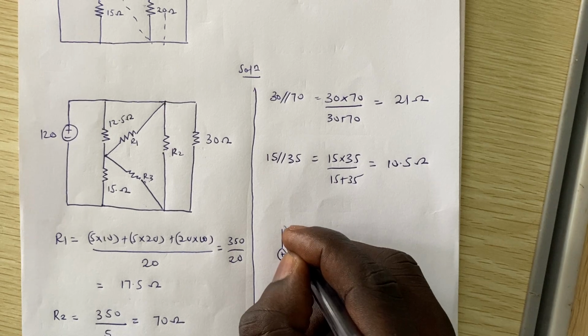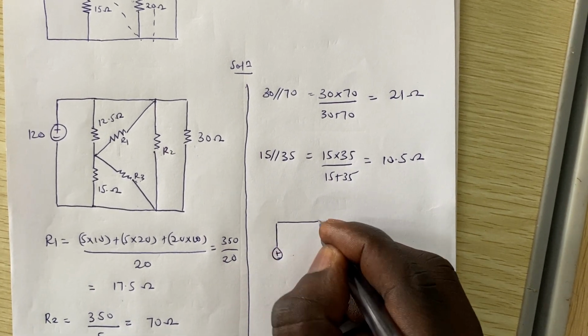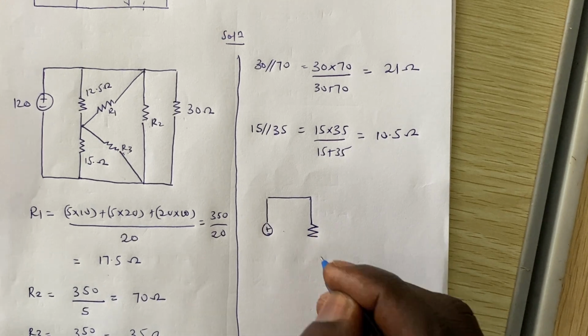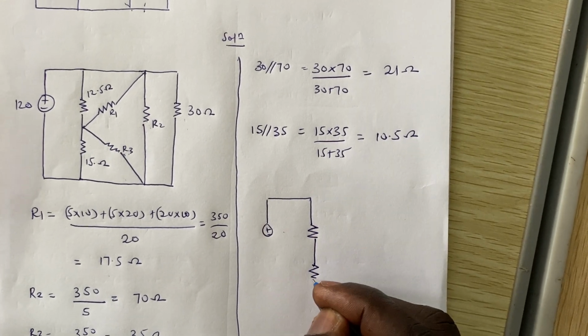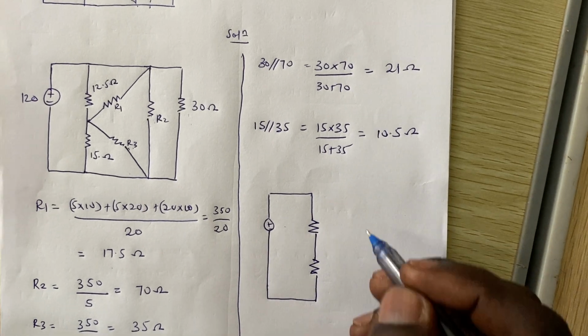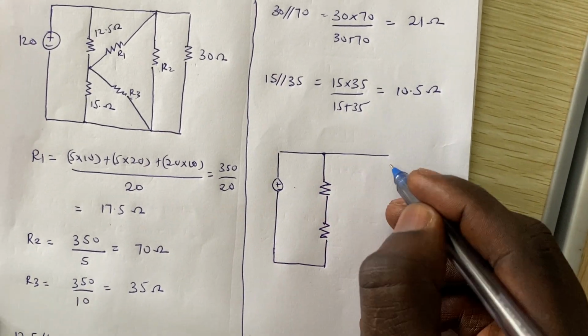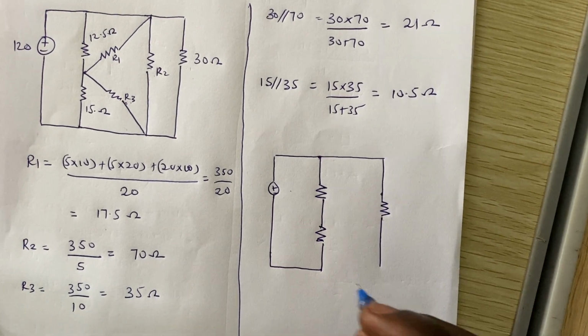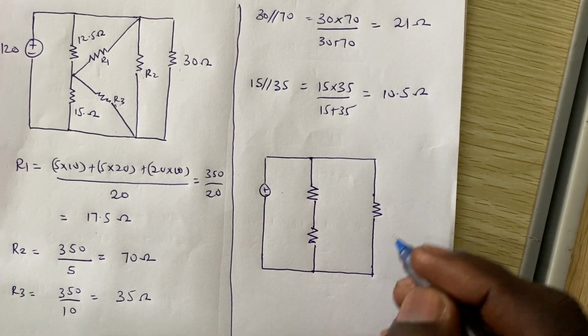So someone will ask, is it important to always draw this circuit? The answer is that to make your work look simpler, so that you don't get confused along the way, I would advise you draw them. But if you think you can work your way through it without drawing these equivalent circuits, then you are also good to go, right?